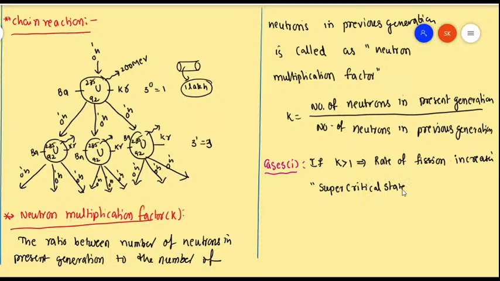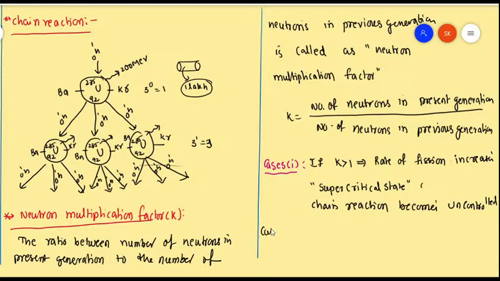In this, it will become uncontrolled, right? Why is it uncontrolled? The number of neutrons in the present generation is more than in the previous generation, which means the chain reaction becomes uncontrolled. Why uncontrolled? Numerator greater than denominator means we get k greater than 1, right? Now let us go to case 2.